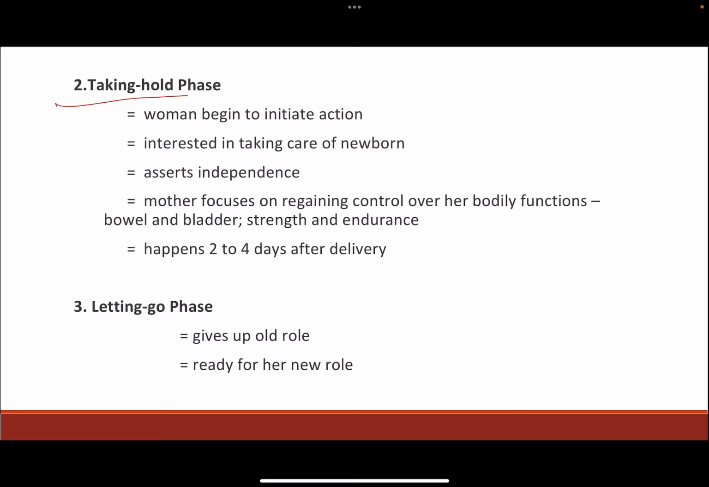Under our taking-hold phase, the woman begins to initiate action toward her baby. So she is now interested in taking care of her baby, such as changing diapers and feeding the baby, and then asserting independence. The mother focuses on regaining control over her body function, bowel and bladder, strength and endurance. It happens 2 to 4 days after delivery.